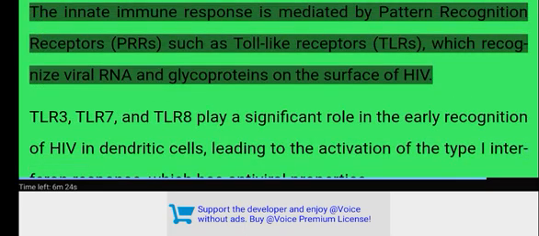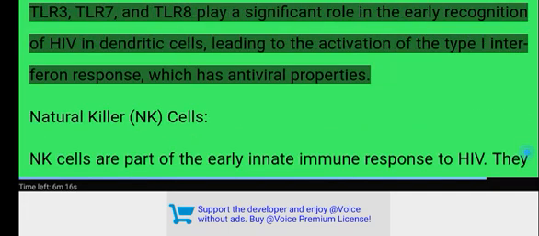Pattern recognition receptors, PRRs. The innate immune response is mediated by pattern recognition receptors, PRRs, such as toll-like receptors, TLRs, which recognize viral RNA and glycoproteins on the surface of HIV. TLR3, TLR7, and TLR8 play a significant role in the early recognition of HIV in dendritic cells, leading to the activation of the type 1 interferon response, which has antiviral properties.